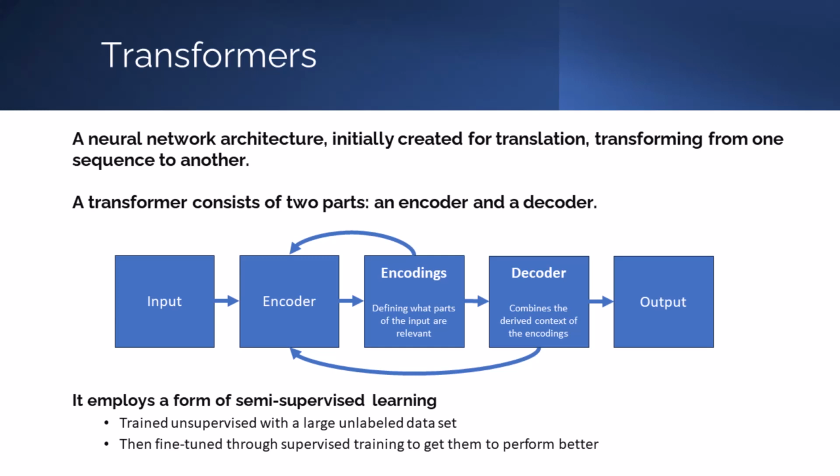So the input, or string of words, goes into the encoder, and the encoder identifies what parts of the word are relevant. And it can do this by deriving the context of the words, by weighting them all, and then coming back and providing the output in a way that takes advantage of semi-supervised learning, meaning that it's trained with unsupervised data, a large unlabeled data set, but then fine-tuned through supervised training to allow them to perform better.